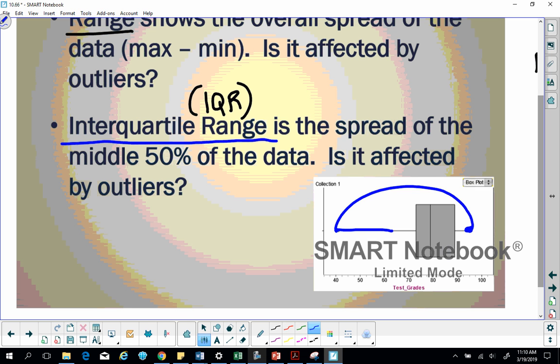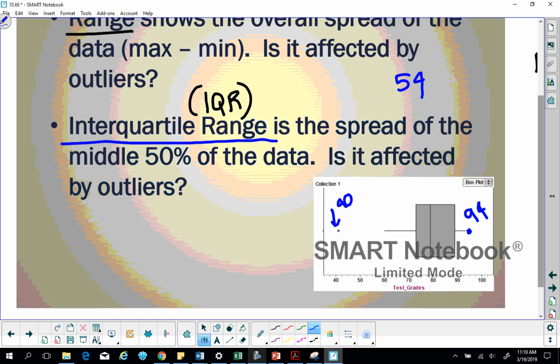Well, let's see. What's this min right here? 40. So this guy's 40. What's this guy? Like 94. So what's 94 minus 40? 54.